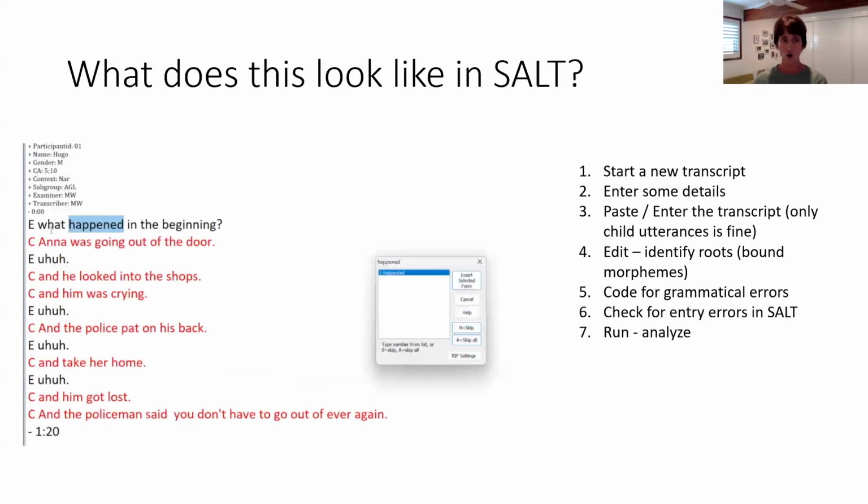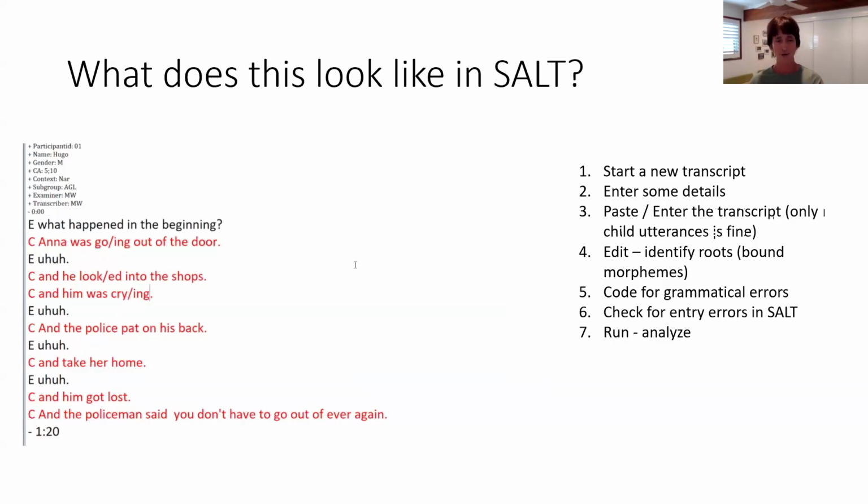And then what I did is I just copied and pasted the transcript from Word, and now SALT will help you to identify the roots, and then you need to decide whether that is a bound morpheme or not. So Anna was going out of the door. It's a past, it's an ing, progressive ing, past tense, and it will guide you through it. And sometimes, of course, like shops, we don't see that as a plural because you just go to the shops. It's not you go to one shop. In this case, we accepted that as one word.